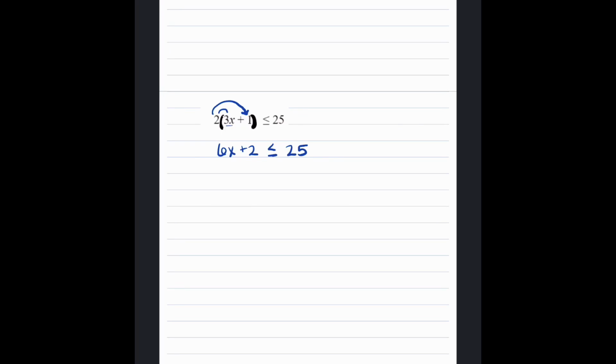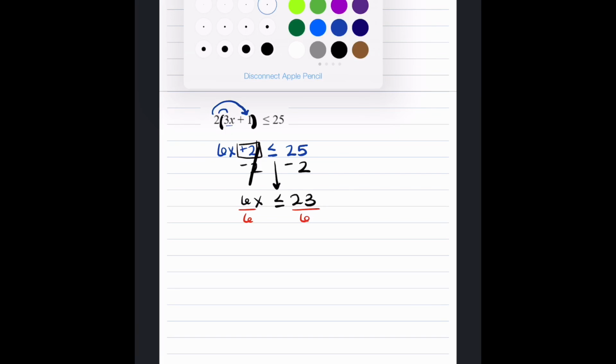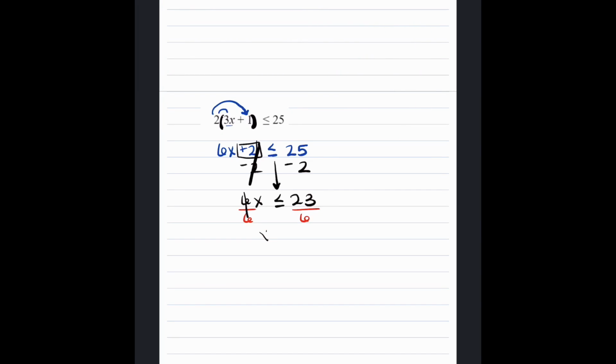Okay, now I want to get x alone, so I have to get rid of that positive 2. So I'm going to get rid of that positive 2 by subtracting 2 on both sides. These will cancel. I can bring down my 6x, bring down that inequality, less than or equal to. 25 minus 2 is 23. And then to get my x alone here, I'm going to go ahead and divide by 6. Divide by that coefficient. These cancel. X. I do not flip the sign, didn't divide by negative, and I'm doing 23 divided by 6.